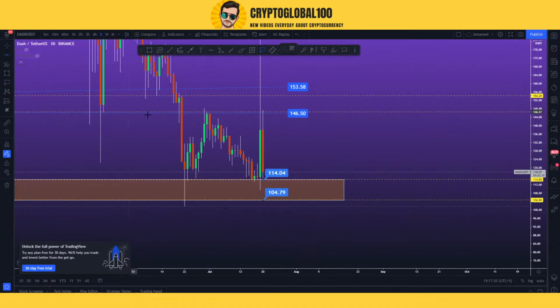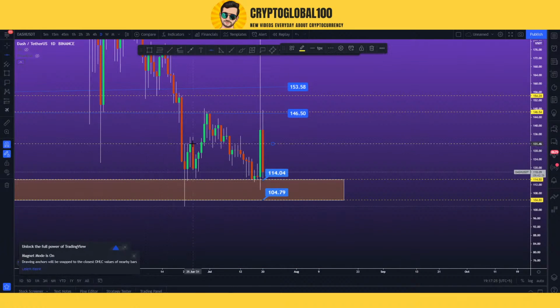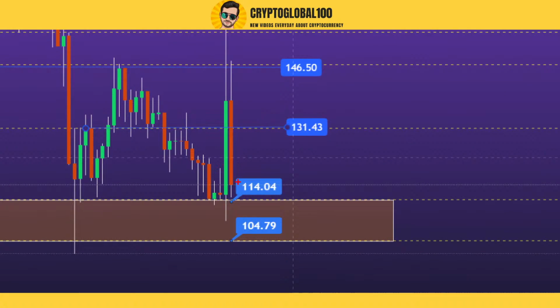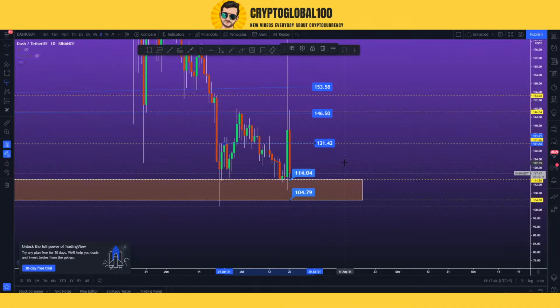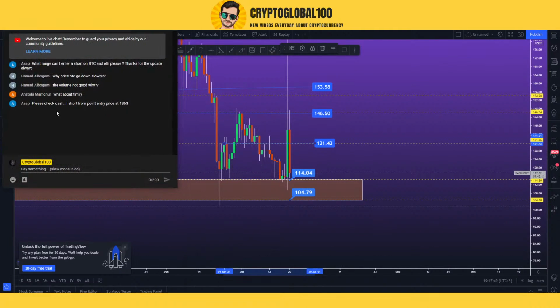That would be this area. This is the swing high candle. We might see some retracement up to this area here. So that would be this one, 131. Let me draw this area here. So if this candle stays above 114, then we might see some movement to 131. Okay, so I think that's a good amount of short you did there, 136. What about the TLM?